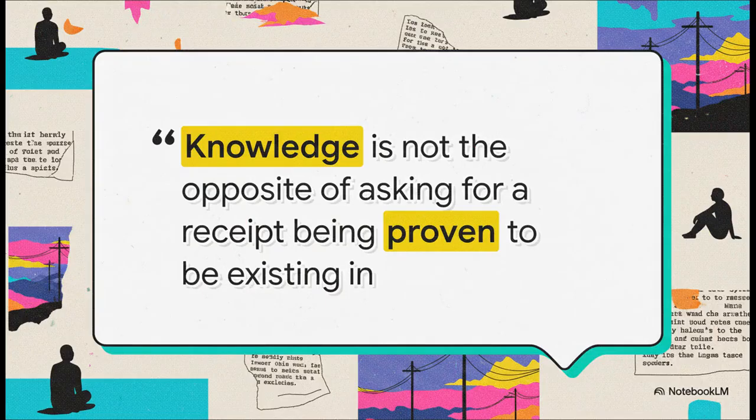Let's end on this one last thought. It's a little dense, but it's beautiful. Knowledge is not the opposite of asking for a receipt being proven to be existing in. So what is knowledge? According to this, it's not just about having facts in your head. It's about existence. It's about proof. It's like having the receipt that shows you were here, that you actually experienced something. It connects the idea of knowing with the idea of just being.